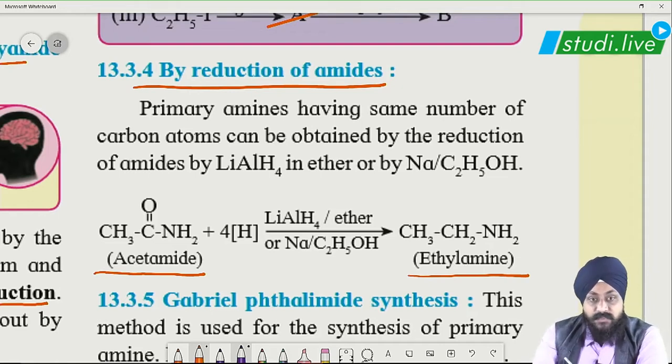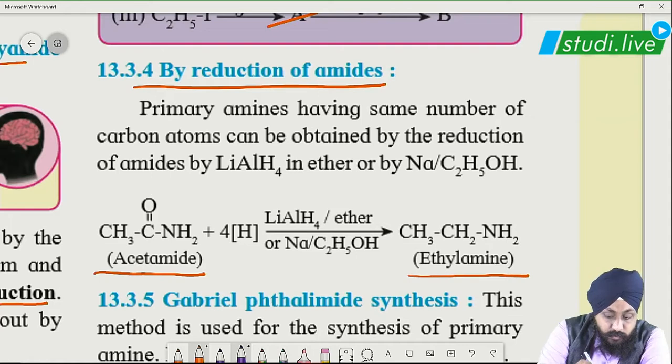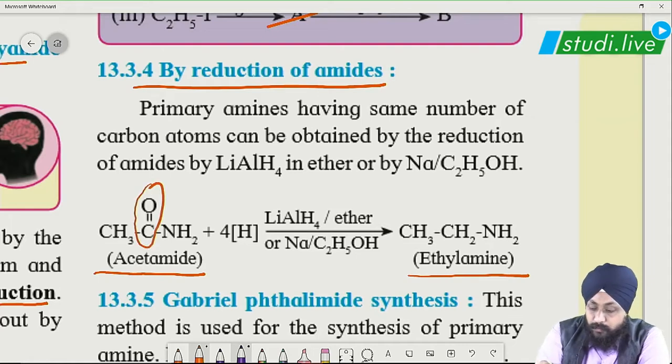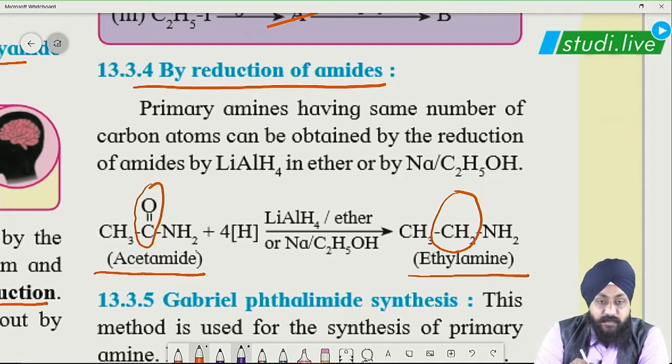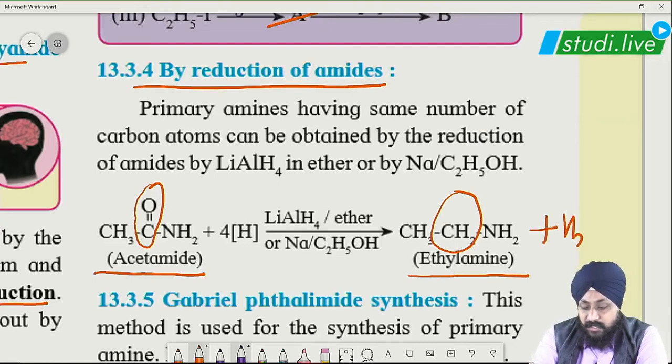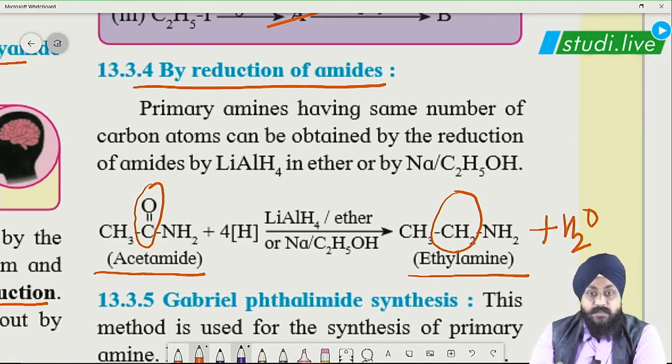So students, this is going to be one method where you convert this carbonyl group into what? Into CH2 group over here by reduction. 2 hydrogen will be added over here and 2 hydrogen will be moving with what? With O as what? H2O. Okay, so this is how it goes.